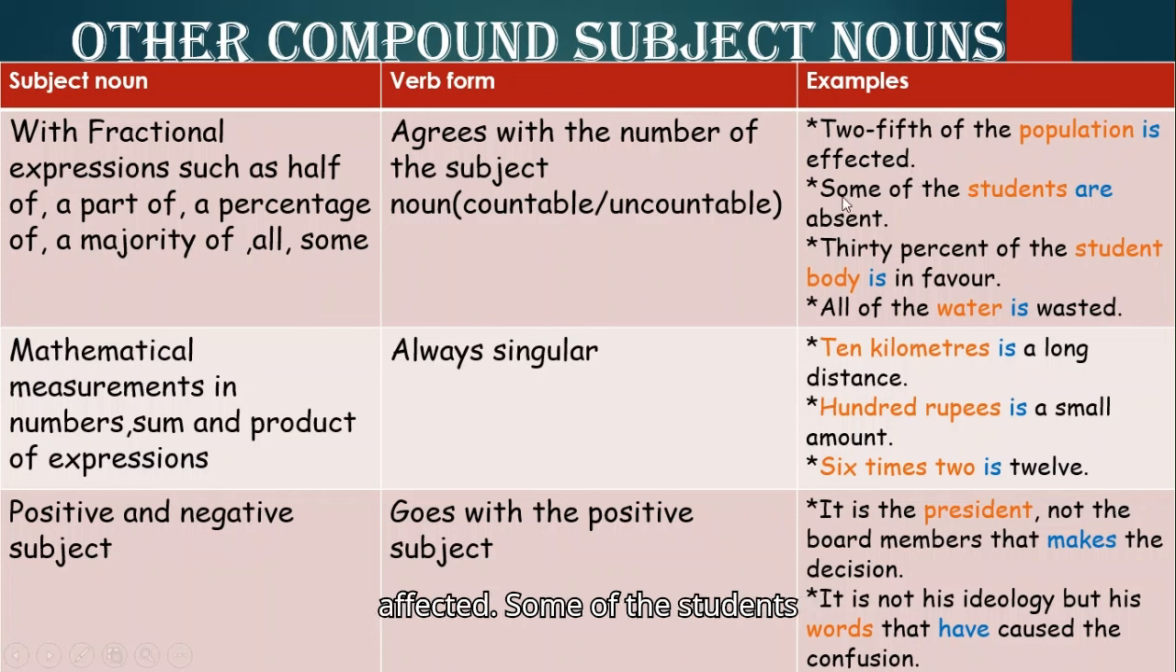Some of the students are absent. Now here, since students are plural, we say "are absent" because there may be more than one. So "some" here may be more than one student.